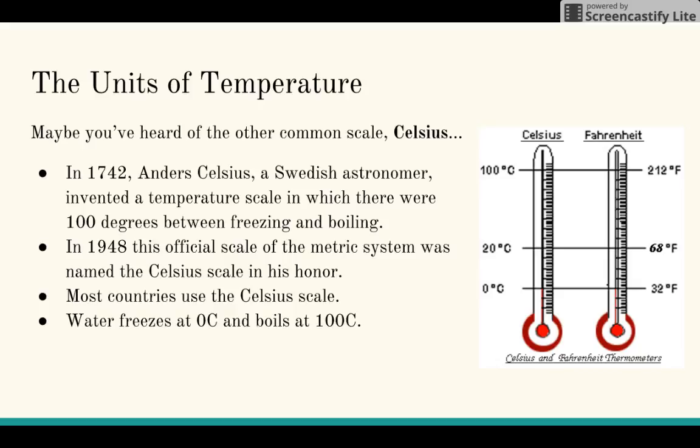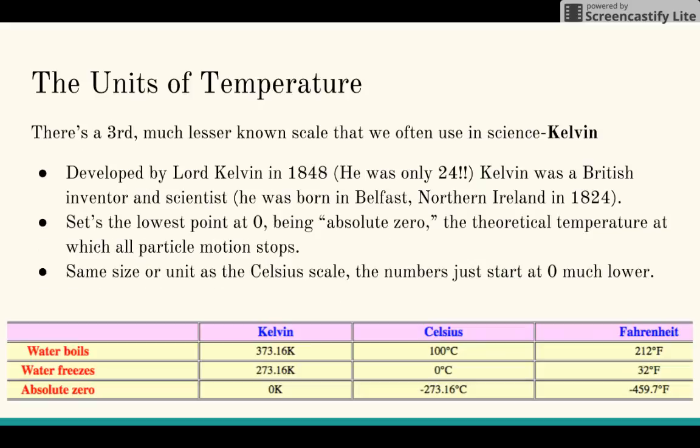Around 1948, they officially made that a part of the metric system and named it the Celsius scale. And most countries use this, except probably ourselves, Myanmar, and Liberia. At this point, water freezes at 0 and boils at 100 degrees Celsius. So there's that 100-degree difference there, and it's a little easier to remember as far as boiling and freezing points.